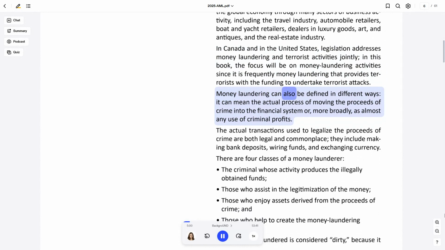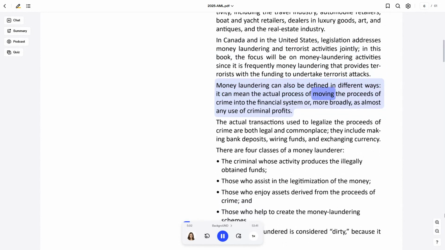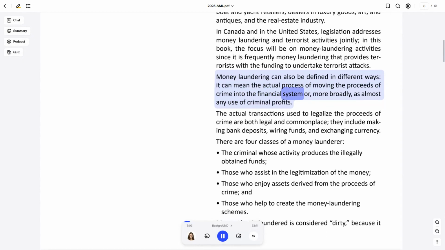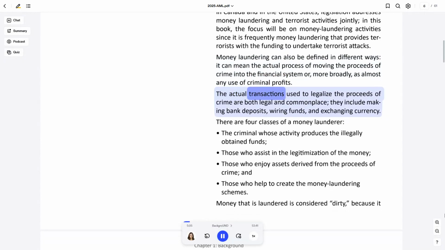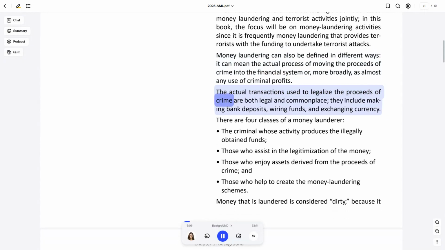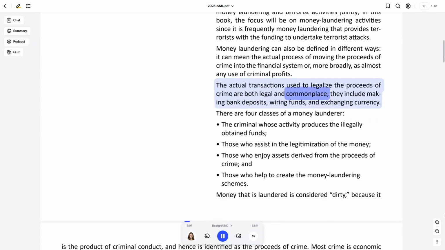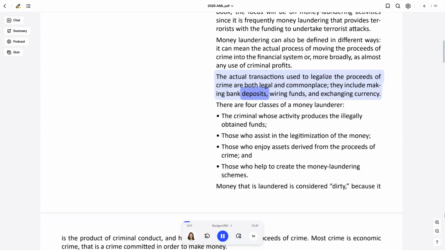Money laundering can also be defined in different ways. It can mean the actual process of moving the proceeds of crime into the financial system, or more broadly, as almost any use of criminal profits. The actual transactions used to legalize the proceeds of crime are both legal and commonplace. They include making bank deposits, wiring funds, and exchanging currency.